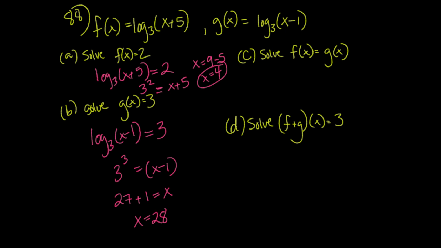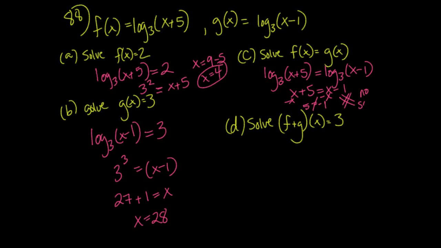Part C, solve f of x equal to g of x. So now we've got log base 3 of x plus 5 equals log base 3 of x minus 1. This is the kind of property where if you have the log with the same base, you can set the inside stuff equal. x plus 5 equals x minus 1. Now when you solve this by subtracting x from both sides, you get 5 equals negative 1. That's a contradiction. So that means there is no solution.